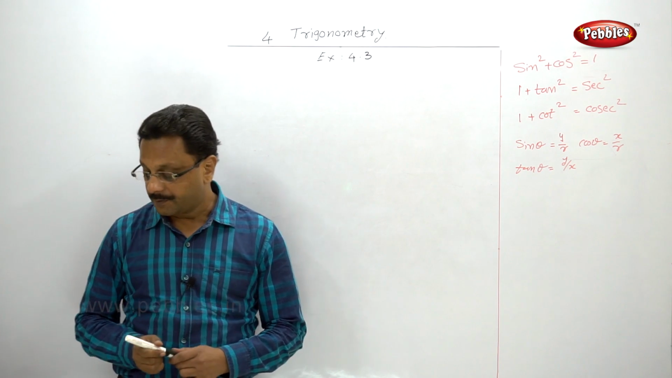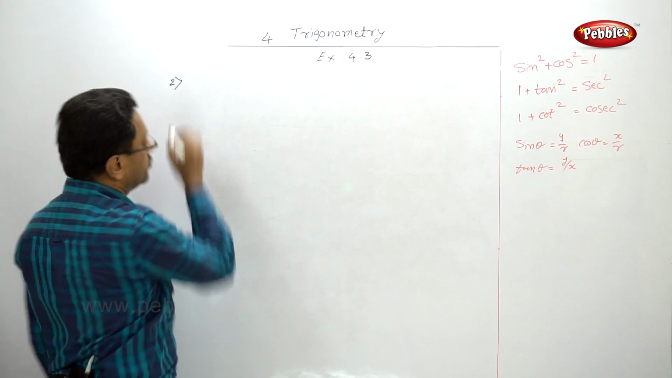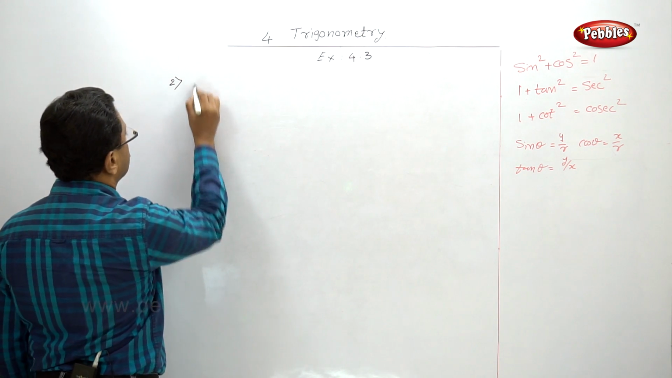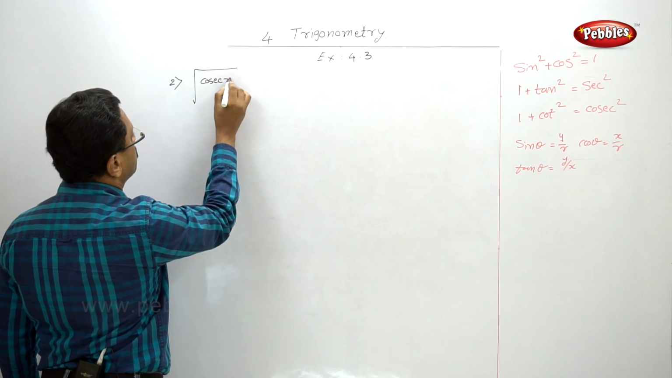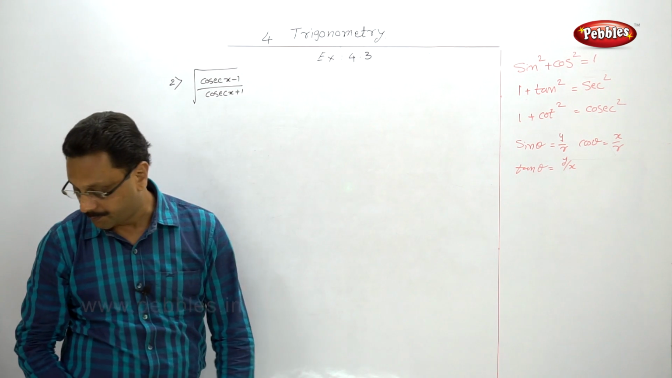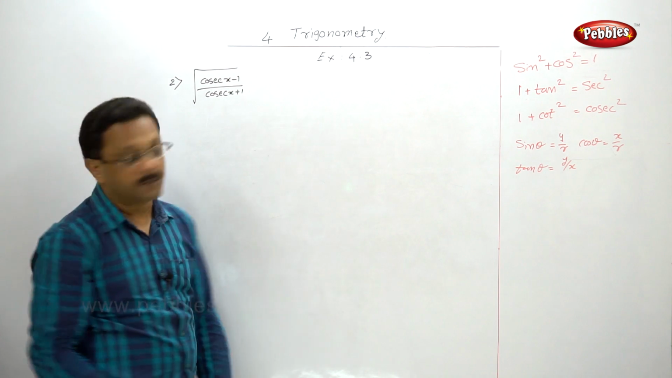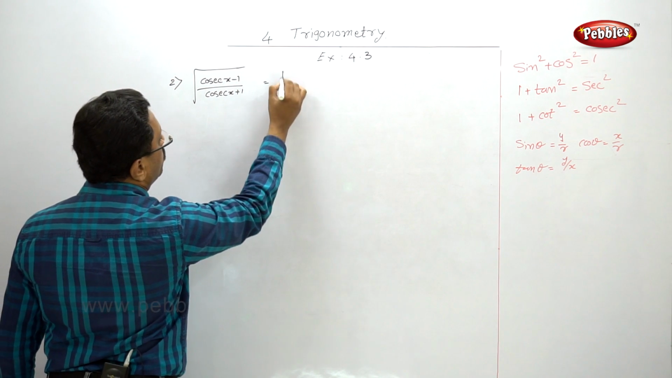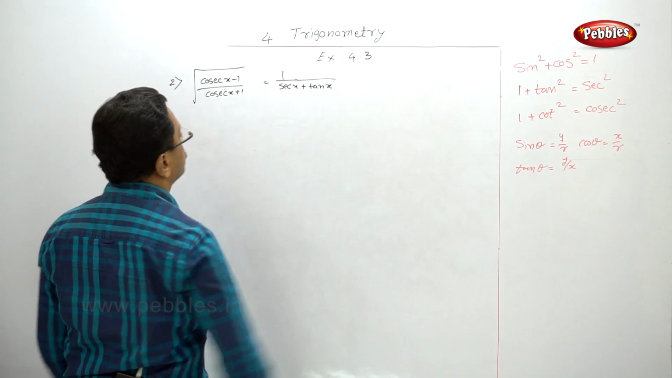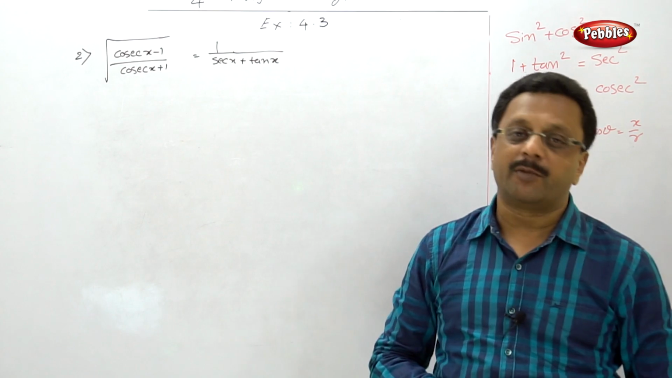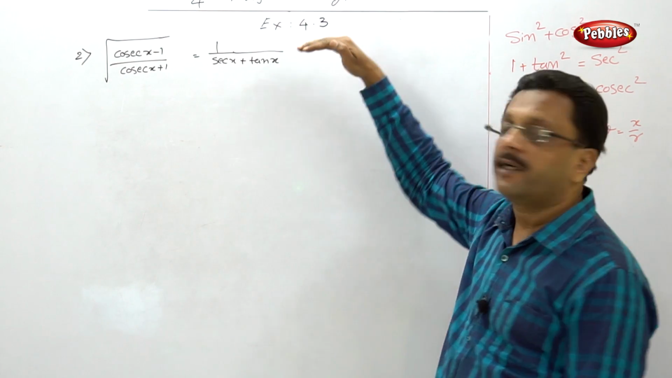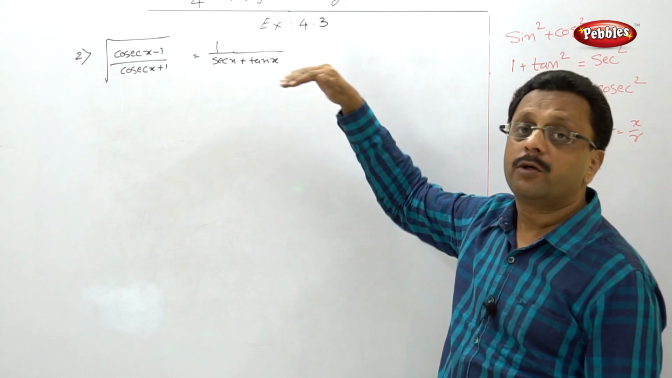Second example is under root cosec x minus 1 upon cosec x plus 1 equal to 1 upon sec x plus tan x. I told you to try to rationalize the denominator, but in that example the right hand side was only a numerator. Okay, there was no denominator.